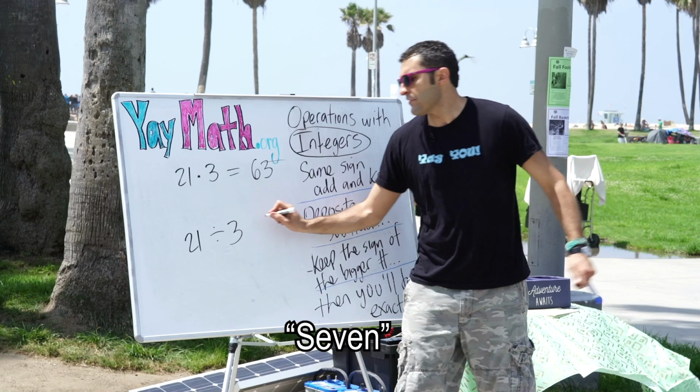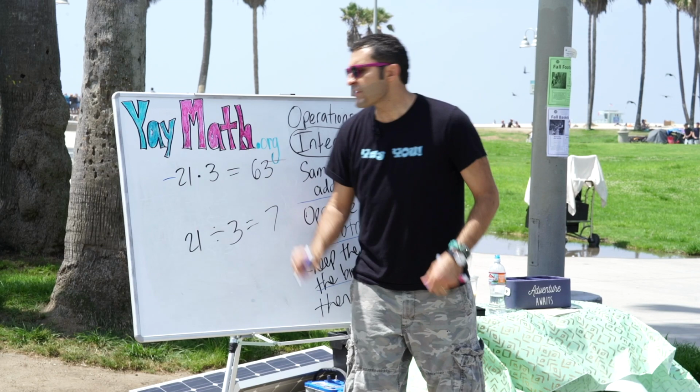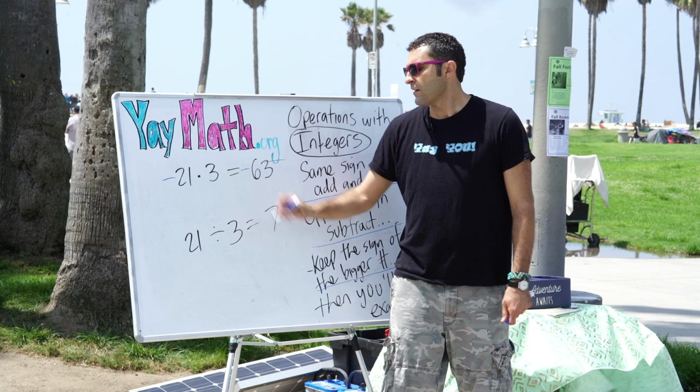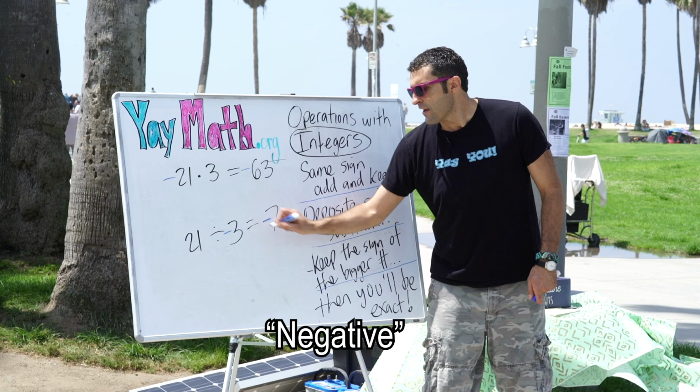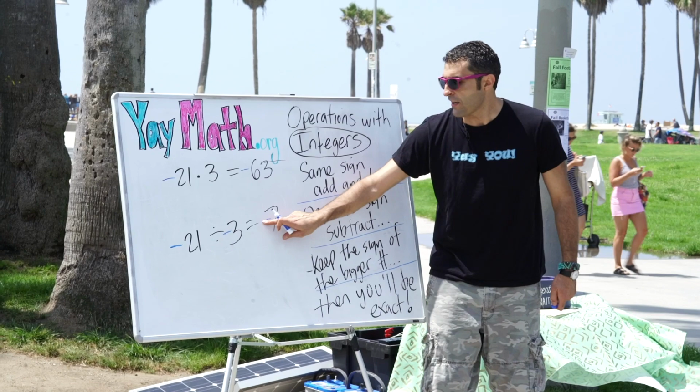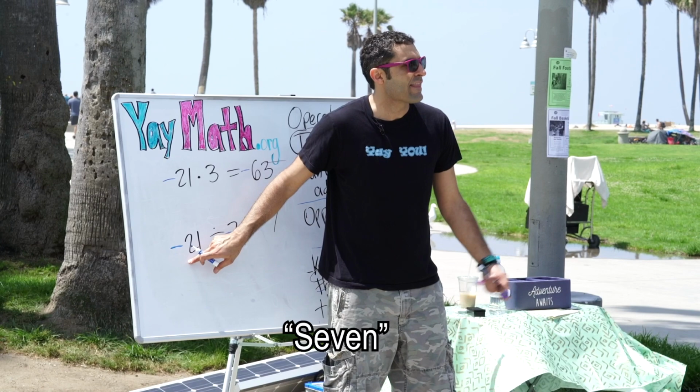And then how many times is 3 going into 21? 7. So basically, now just the rules with negatives. If one of these numbers is negative, the answer is always gonna be? Negative, that's right. Same with division, if one of them is negative, the answer is gonna be? Negative. And a negative divided by a negative is positive. It makes sense because how many negative threes are in negative 21? There are seven.